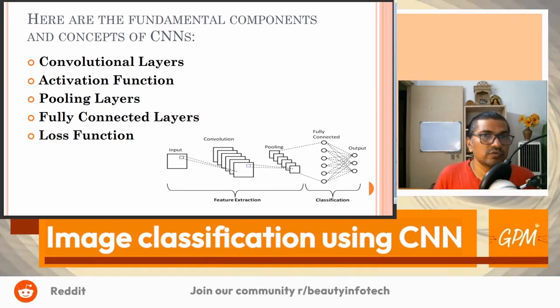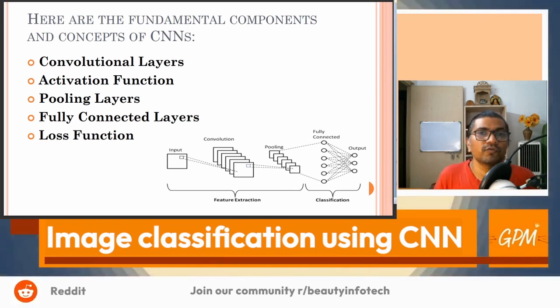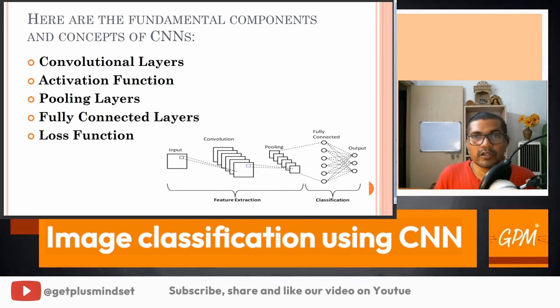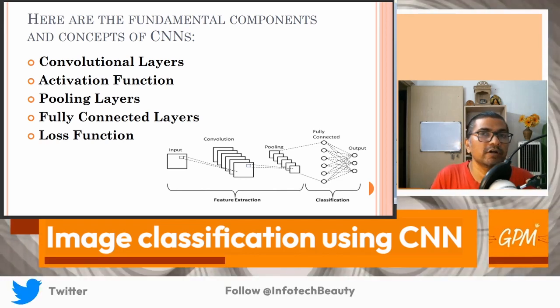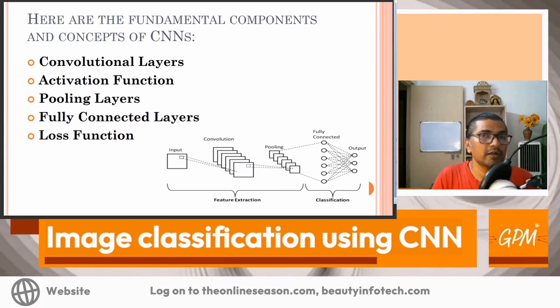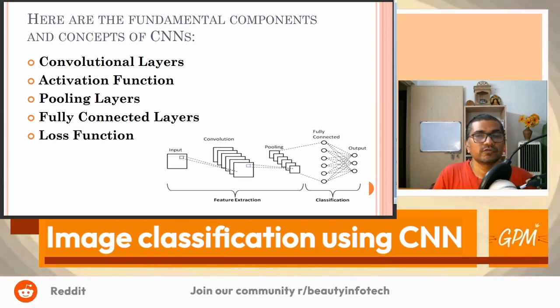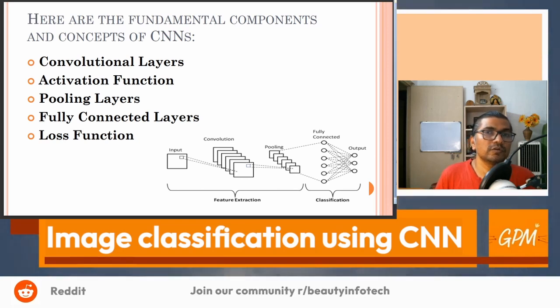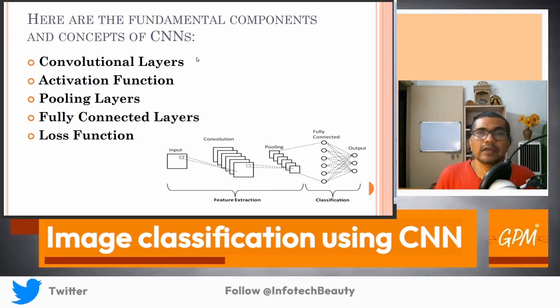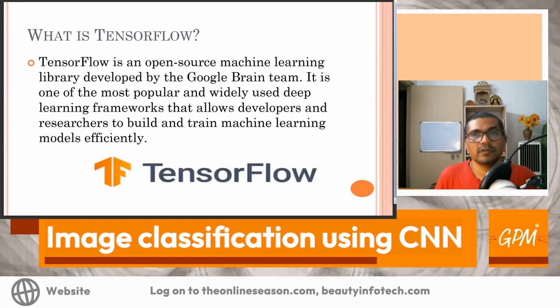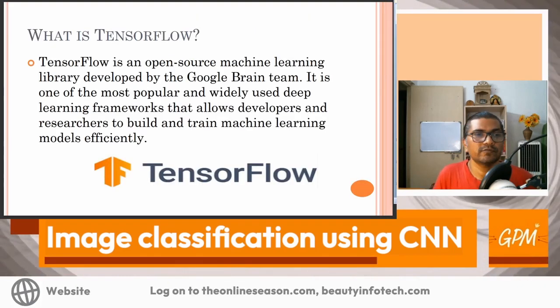So we understood some fundamental components of convolutional neural networks. Let's try to understand a package right now, because different types of machine learning packages or libraries are useful for doing these projects. The most useful machine learning library, you can guess, is TensorFlow. So what is TensorFlow? Let's try to understand it from the next slide.